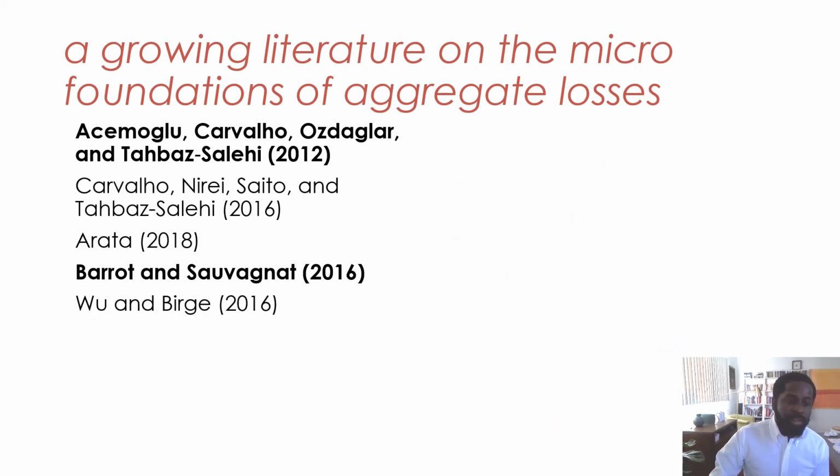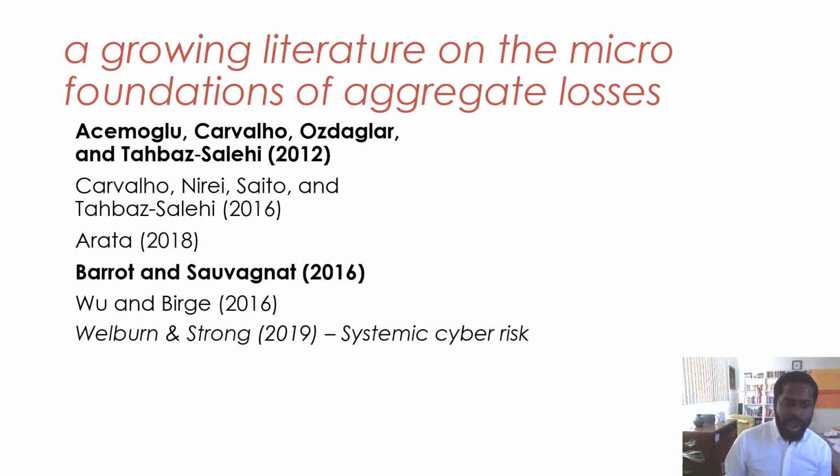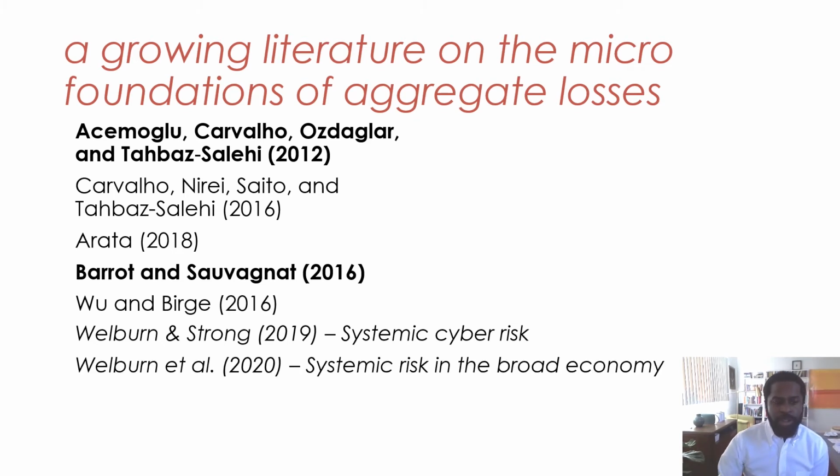Following Barrot and Sauvagnat, Wu and Birge used this similar data, and then we came to our studies. So in 2019, we released our first paper on systemic cyber risk, which we'll go and talk about in more detail now. And that is really building on these approaches. And then more recently, and I'll touch on this a little at the end, we have our work on systemic risk in the broad economy, where we're able to go even further and make implications that go beyond this topic of cyber.